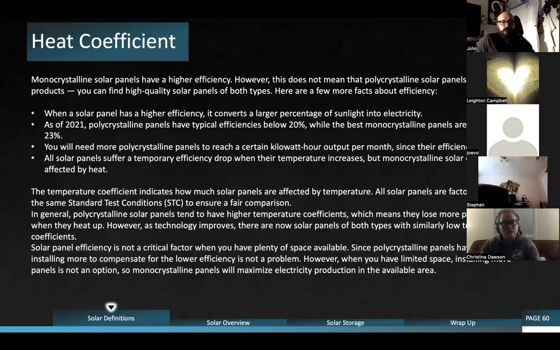Solar panel efficiency is not a critical factor when there's plenty of space available. Since polycrystalline panels have a lower price, installing more to compensate for the lower efficiency is not a problem. However, when you have limited space, installing more panels is not an option. So monocrystalline panels will maximize electricity production in the available area. Let you screen grab that and write that down for a minute before I move on to the next slide. And I'll explain what that means.